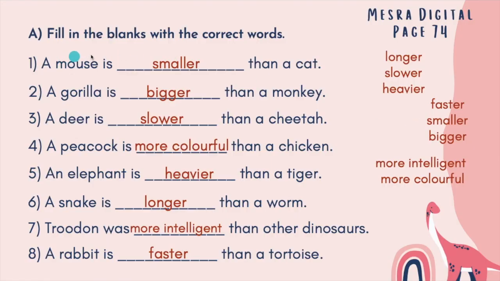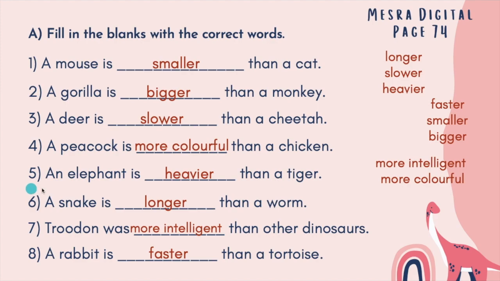Activity A. Fill in the blanks with the correct words. Look at your Misra Digital page 74. Let's read together. Number 1. A mouse is smaller than a cat. Number 2. A gorilla is bigger than a monkey. Number 3. A deer is slower than a cheetah. Number 4. A peacock is more colorful than a chicken.